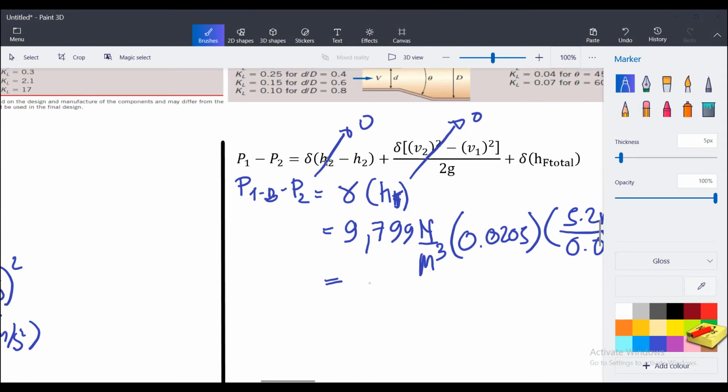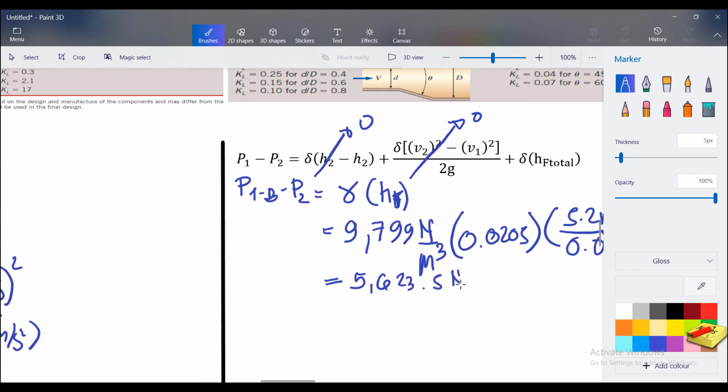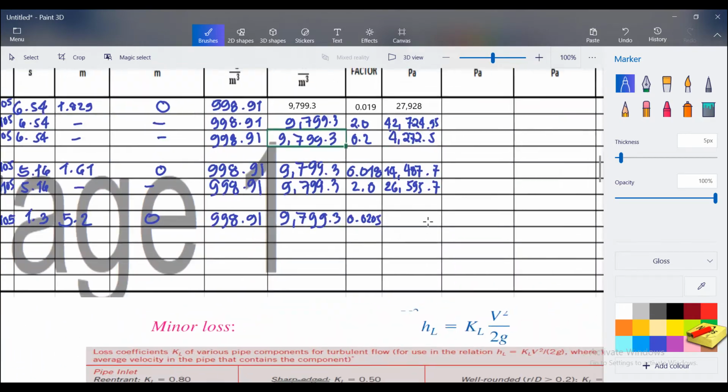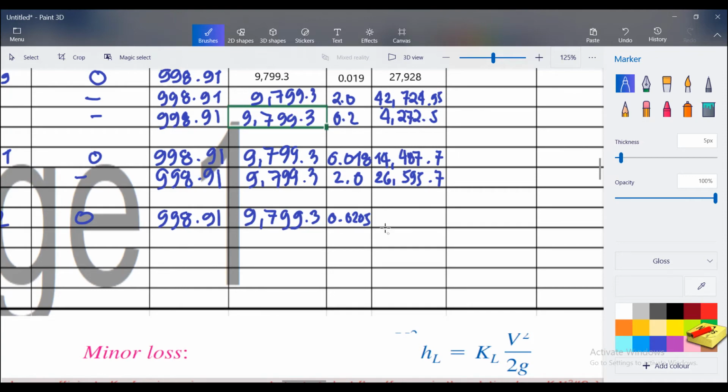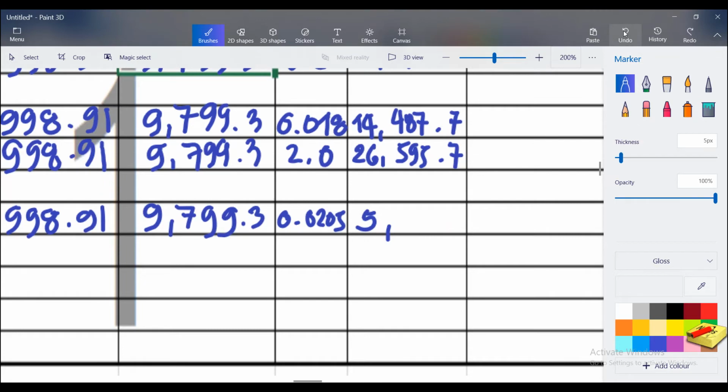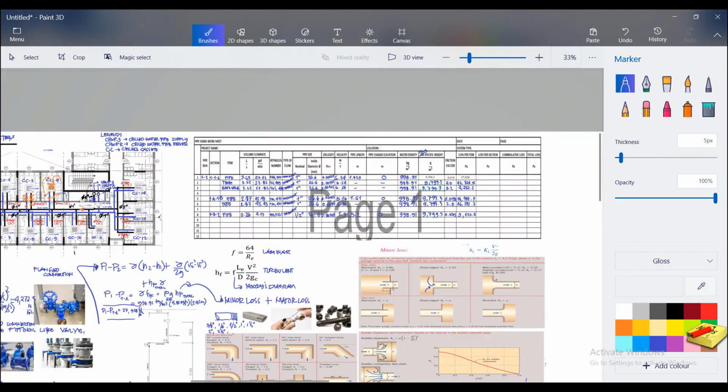so we have 5,623.5 Newton per square meter. Okay, so inputting that one here, so we have 5,623.5. Okay, so we have the value.